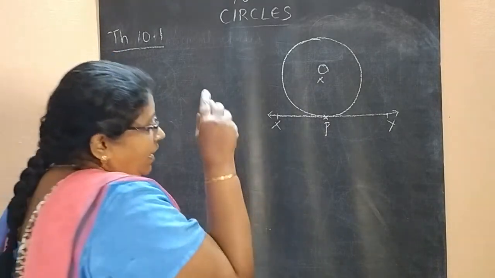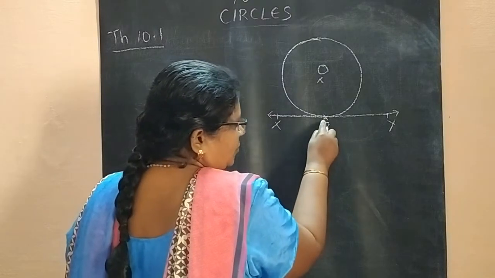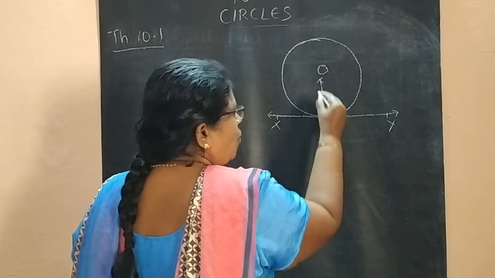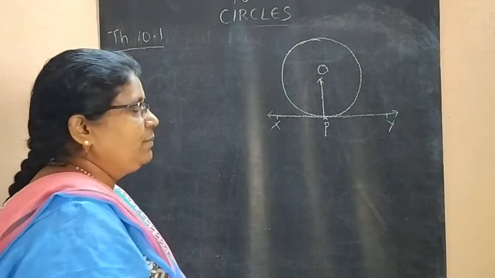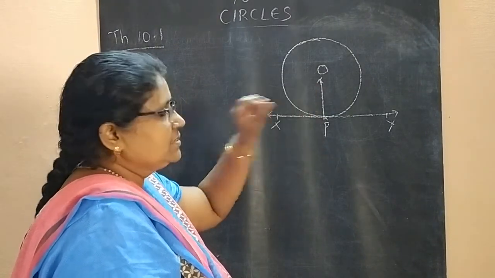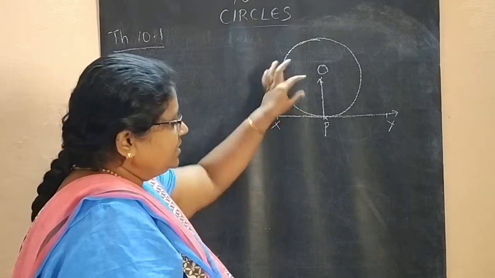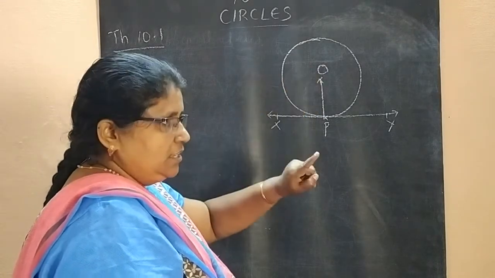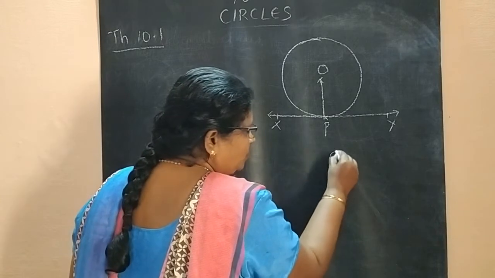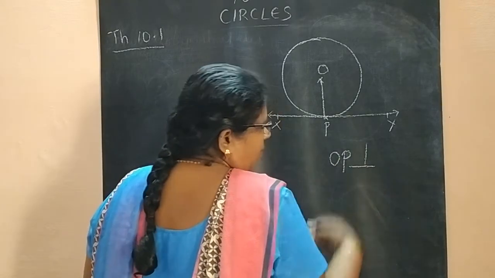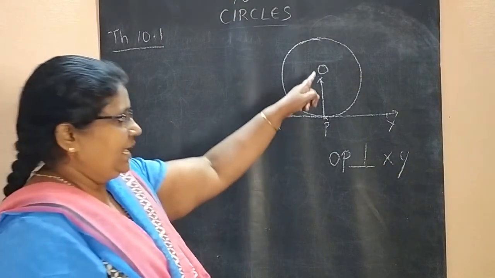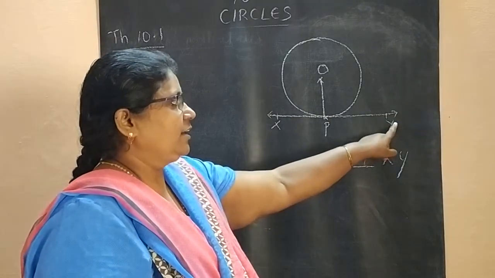If we join OP, this is the point of contact, this is the center, so OP is called the radius. Why? Because O is the center and P is a point on the circle, so OP is the radius. The theorem states that this radius OP is always perpendicular to the tangent XY. So what you have to prove is that OP is perpendicular to the tangent XY.